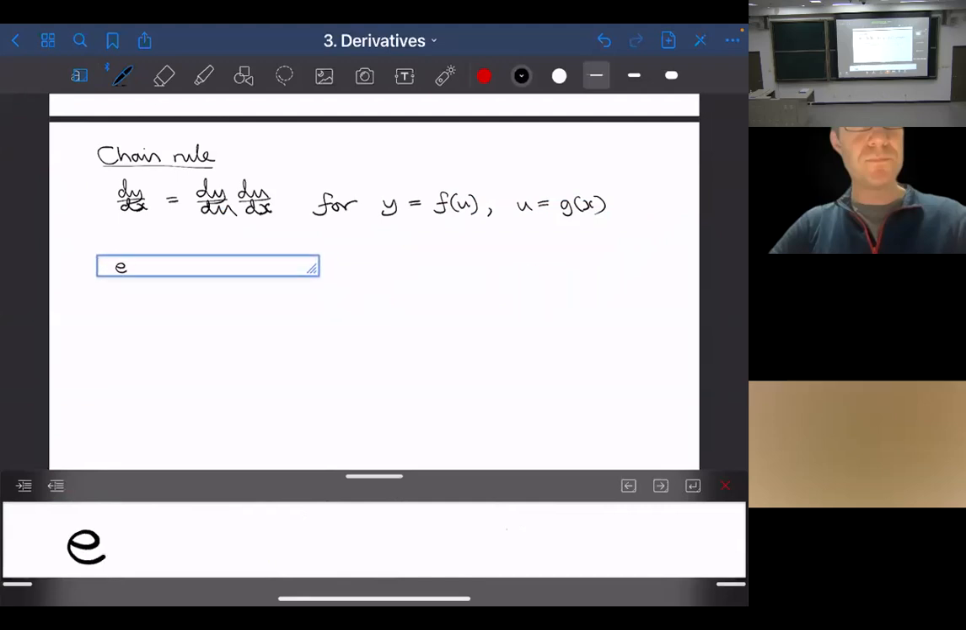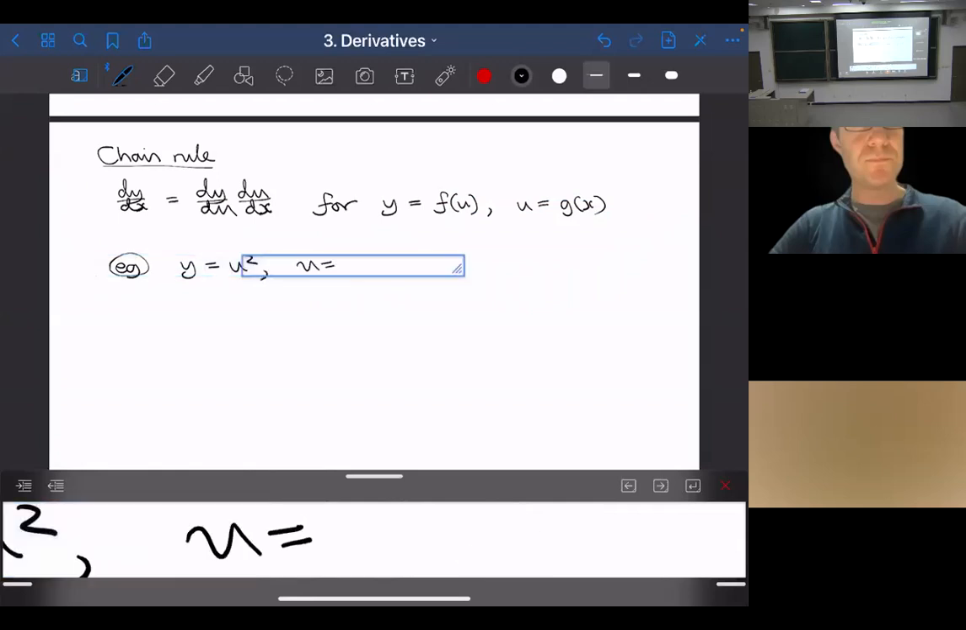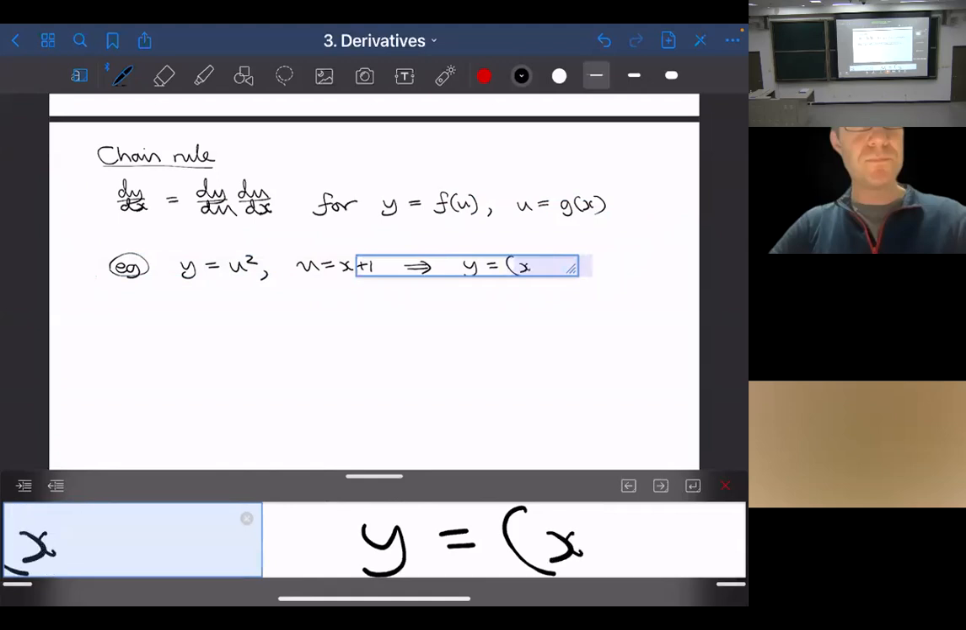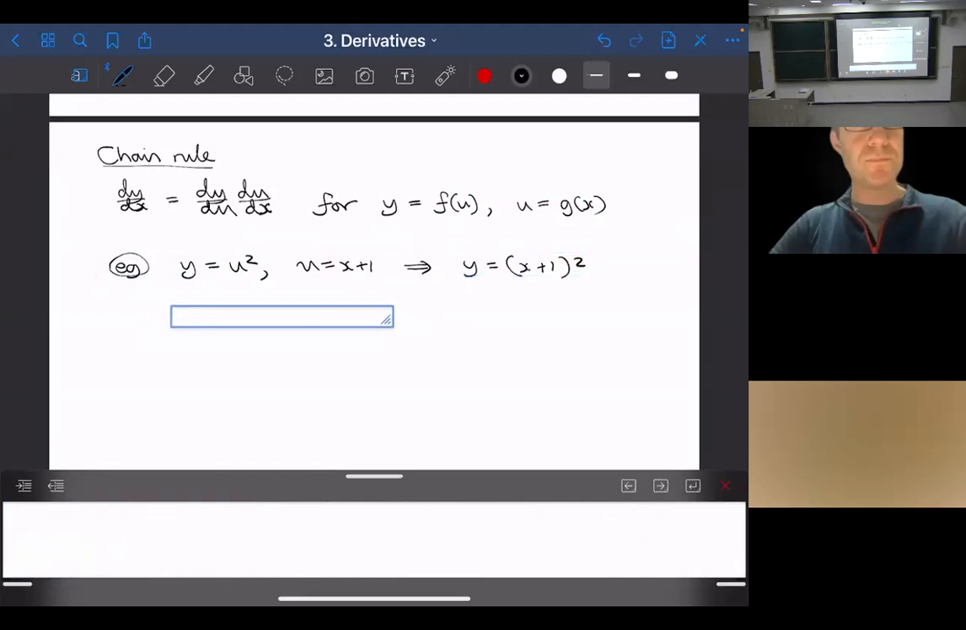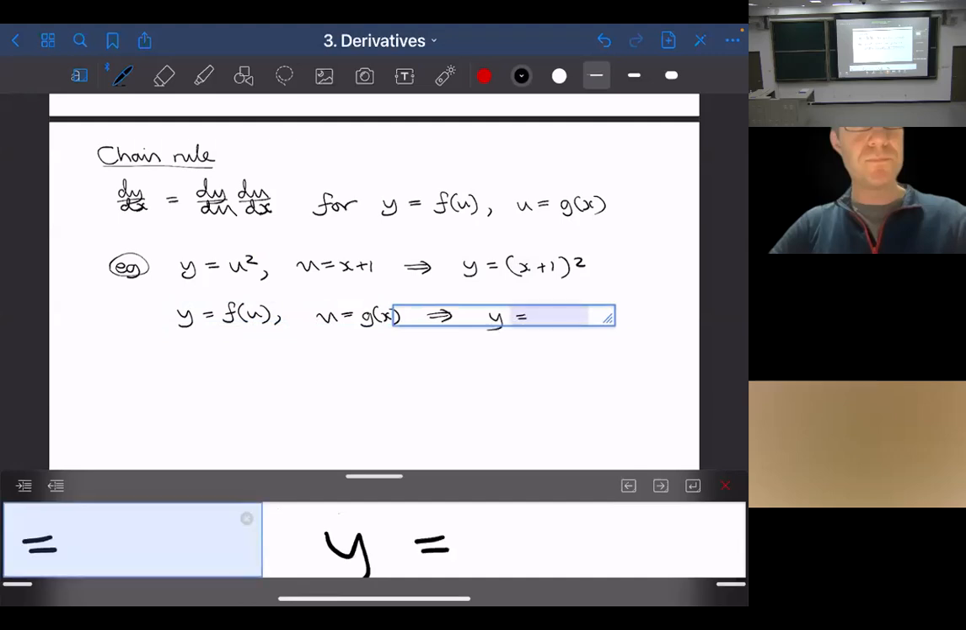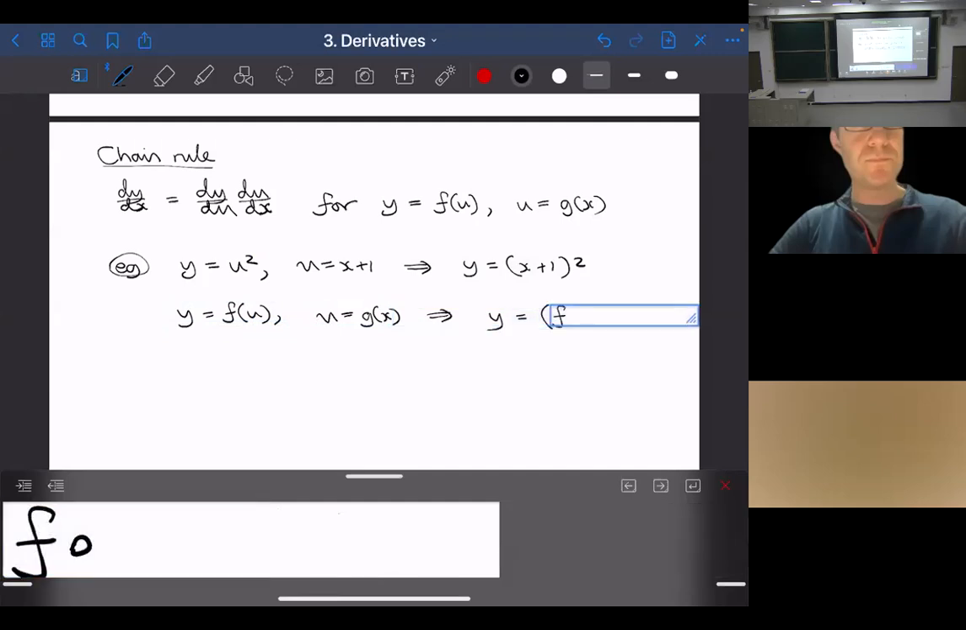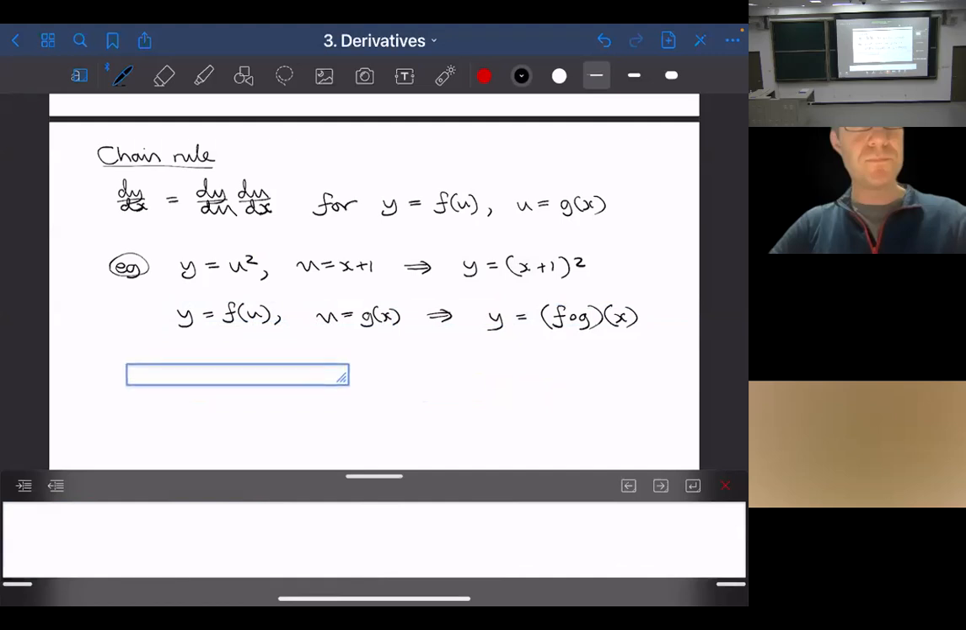So some simple examples. If y is u squared and u is x plus 1, then putting those together, y is (x plus 1) squared. So let's write this out in functions as well. So y is f(u), and u is g(x). And then this is saying that y is the function g then f. We write that like that. It can be a bit confusing because the function is g then f, but we write it as f circle g, but that's just the notation, so you have to remember it.